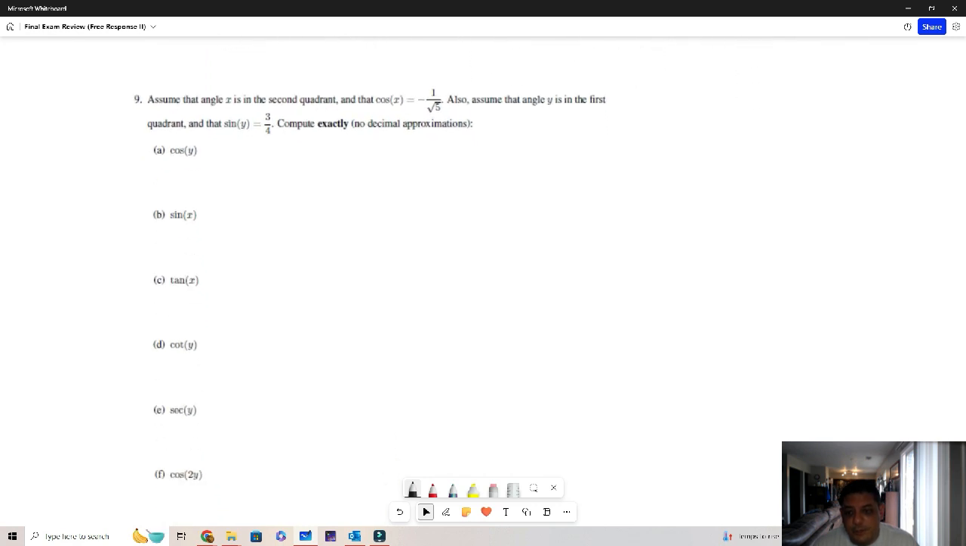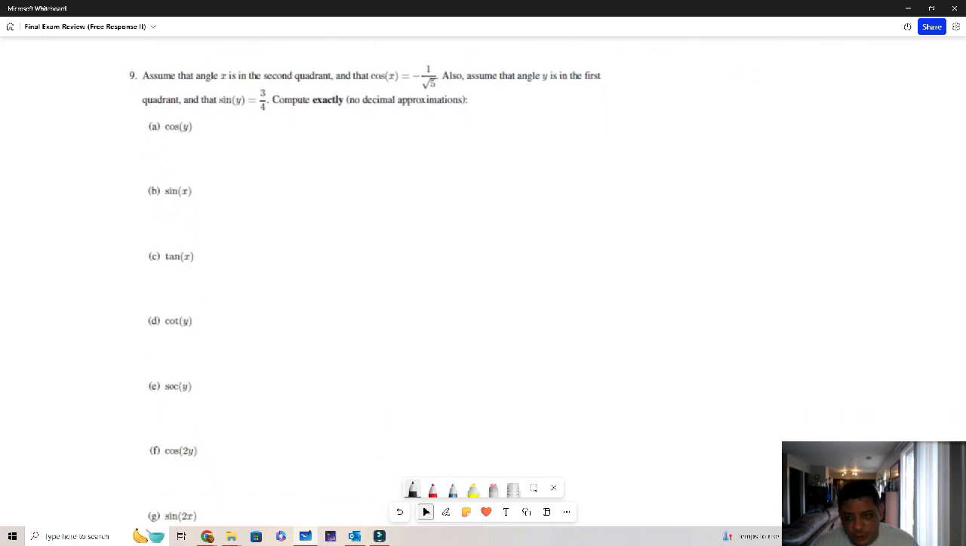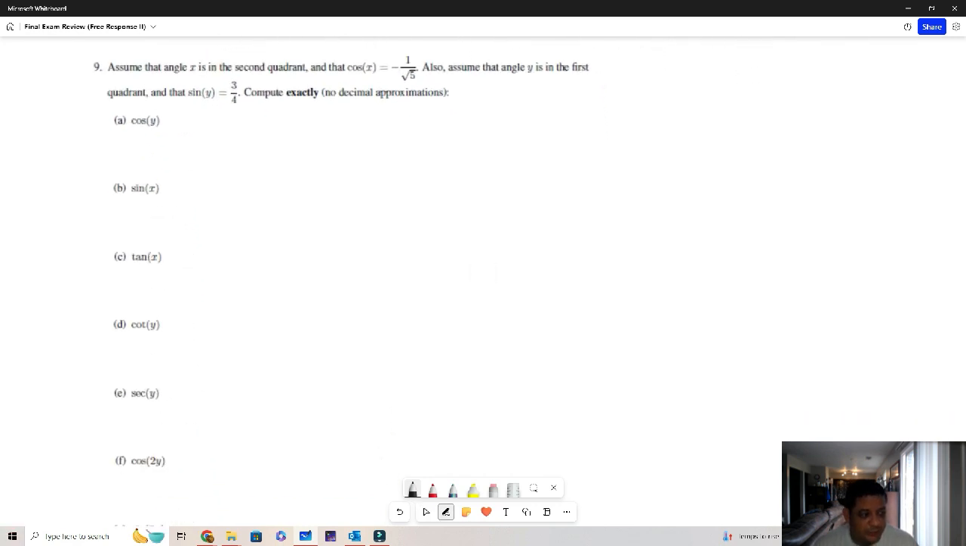Now for question number 1, this is one of the classic trigonometric relationships that we can do. We have certain values. We have the values of cosine of x, and we have the values of sine of y. As you can probably guess, what we need to find are the opposite values. So we are going to make some triangles.